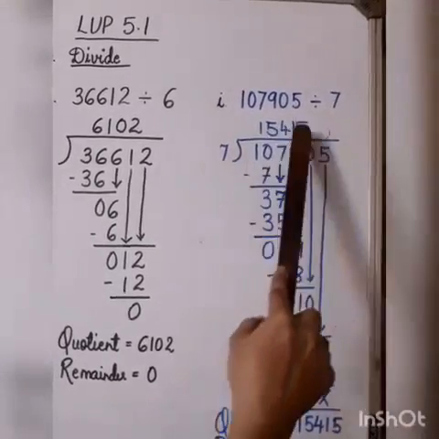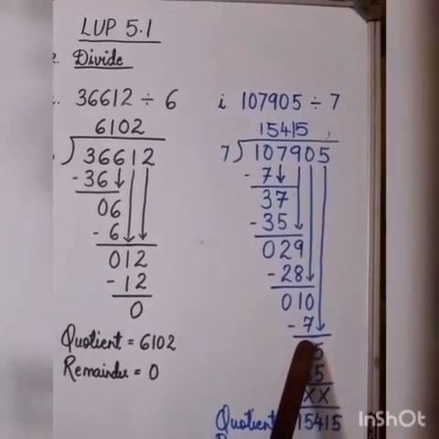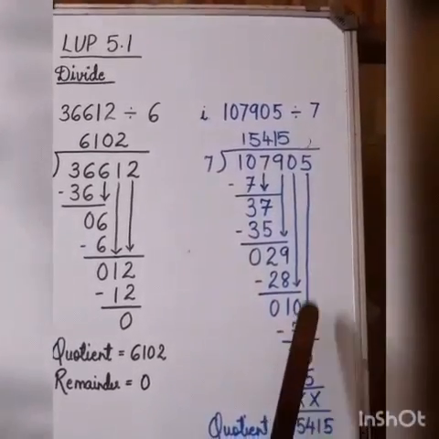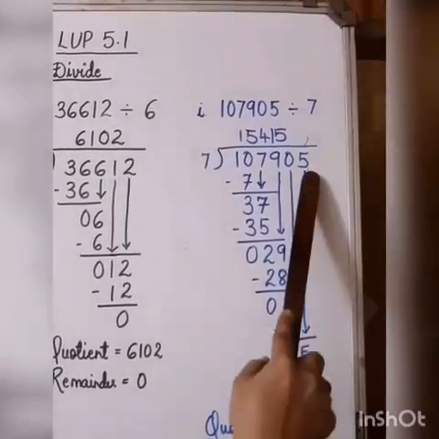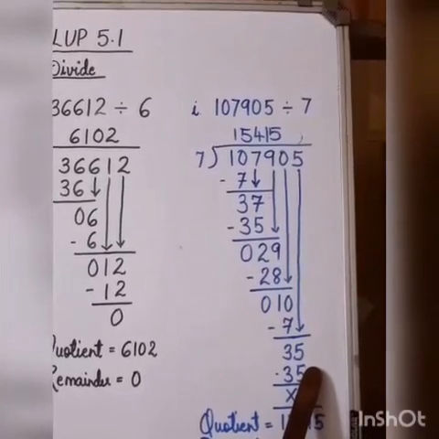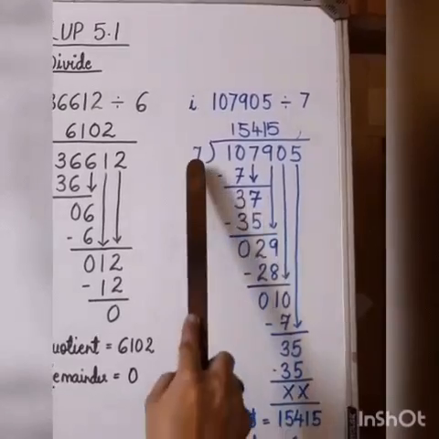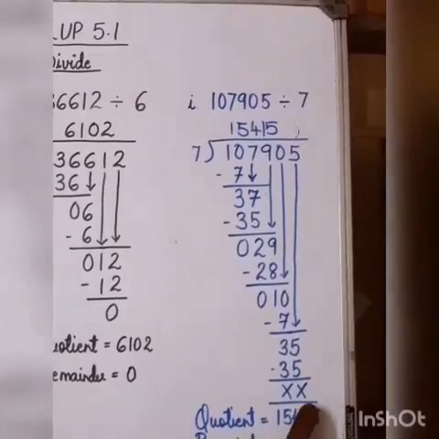So 7 ones are 7. Because 7 twos are 14, it will be greater. So we have taken 7 ones are 7. Next number getting down, 10 minus 7 is 3 and we are getting the next number down, it will become 35. So in the 7 table, 35 will come at 5 times. So we have taken 7 fives are 35. Here 35 minus 35 is 0.